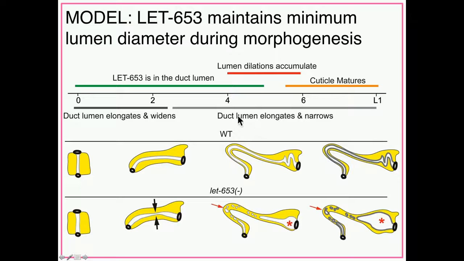So to summarize, LET653 is in the lumen early on, before cuticle matures. And in LET653 mutants, while the duct initially forms normally, later on, as the duct lumen begins to both elongate and narrow, that duct lumen fragments and fluid eventually backs up behind this block. So based on these data, we hypothesized that LET653 might be required to expand the duct lumen to prevent over-narrowing and fragmentation during morphogenesis.